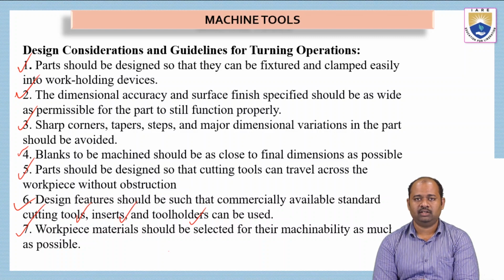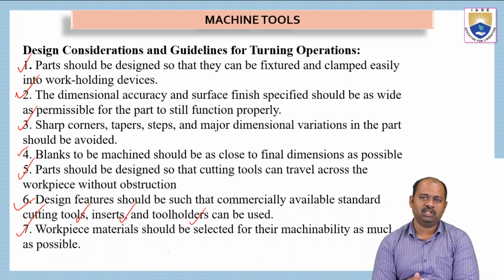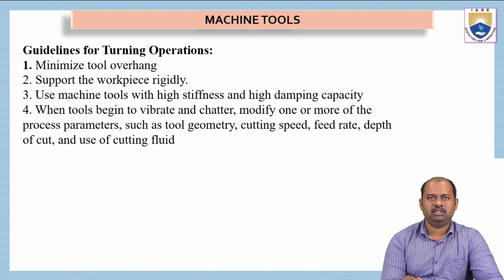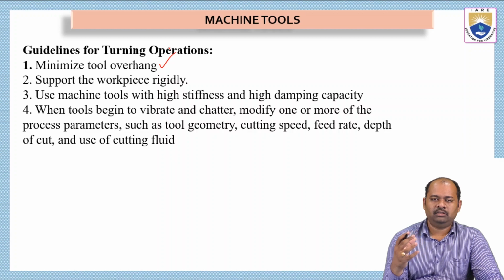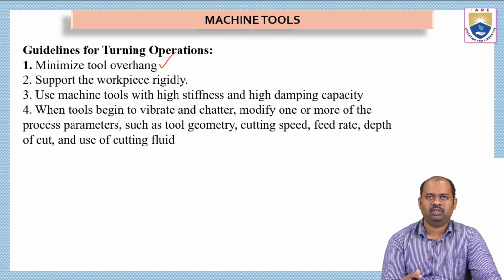So any metal that is selected for your particular workpiece should have good machinability. We have seen in the previous lectures what machinability is. Depending on the material, machinability changes. So some of the guidelines for doing the turning operation: you have to minimize tool overhanging. That means you have to take the support of the tailstock if the object is very long, or if it is very small, you have to insert it into the headstock so tightly that it does not overhang, because overhang will produce an uneven turning process.